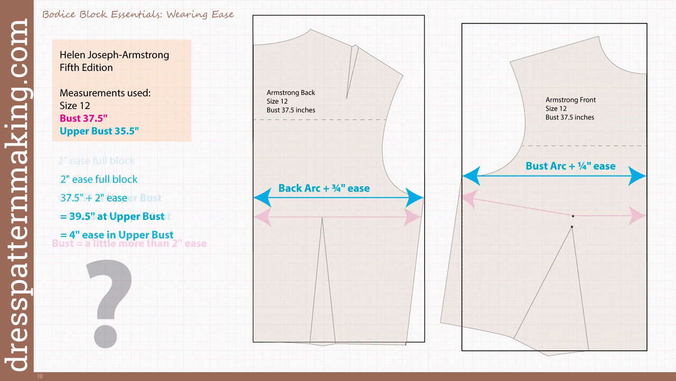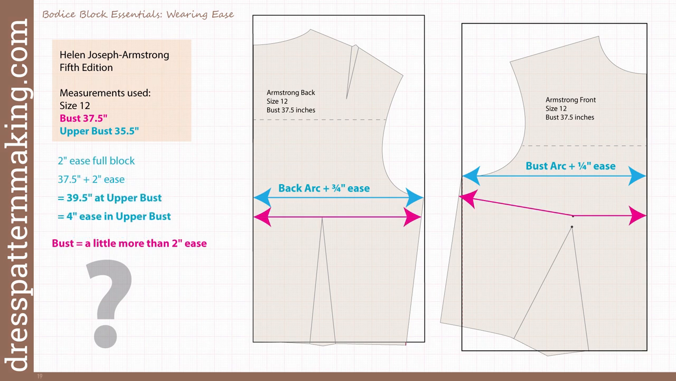Well, you would think so. In this slide, the pink arrow indicates where the bust line is. And so looking at this, you would think that the bust therefore has a little bit more than 2 inches ease because the bust is curved, it's down lower, and it includes a bit on the side where the side seam angles out due to the bust cup. So you would think that the upper bust has 4 inches ease and the bust has a little bit more than 2 inches ease.